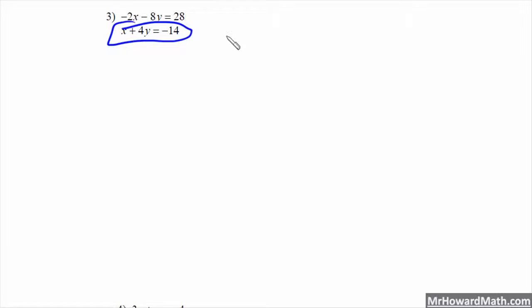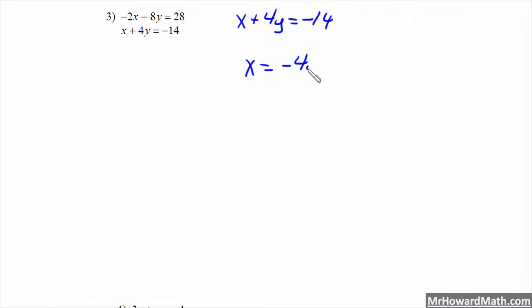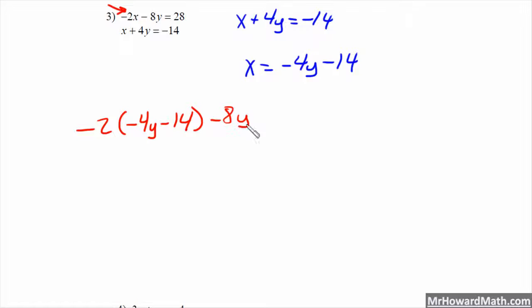So I'm taking this equation, x plus 4y equals negative 14, and I'm solving for x. So I just take the 4y over to the other side, and I get x equals negative 4y minus 14. So I take that information and I substitute it into the other equation for the x right there. So this equation I'm rewriting this way. Negative 2 times x is the same thing as negative 4y minus 14. That's this. Minus the 8y that's already there. And that equals 28. That's this 28.